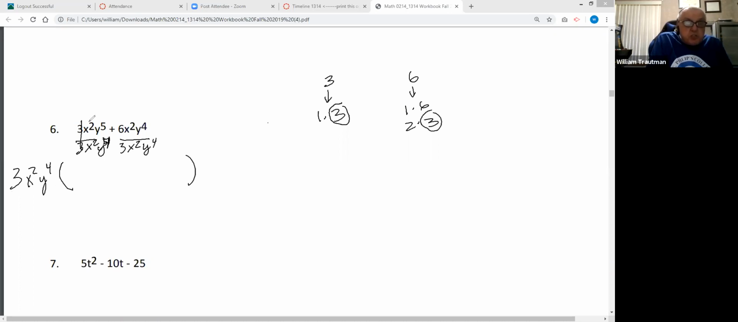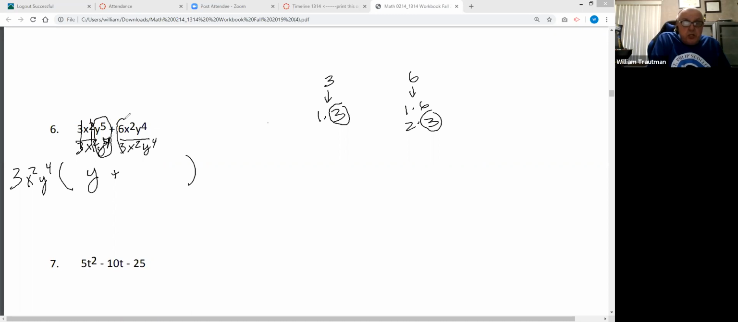3 divided by 3 is 1. X squared divided by x squared cancels out. 2 minus 2 is 0. Here we have 5 minus 4. So we just have a y that's left over. That's it. The 3 turned to 1, x squared turned to 1, and then 5 minus 4: when you divide two numbers with the same base y, the y stays the same. You subtract. 5 minus 4 is 1.